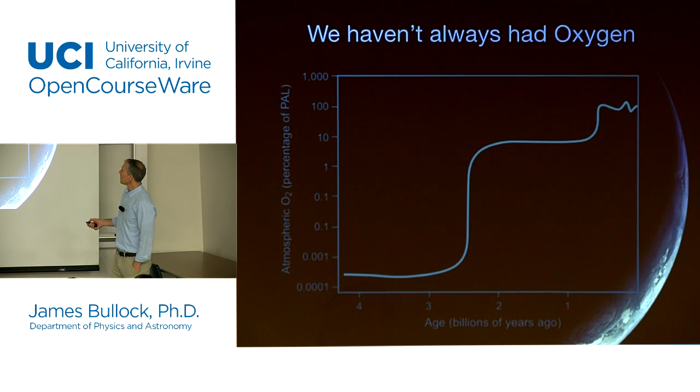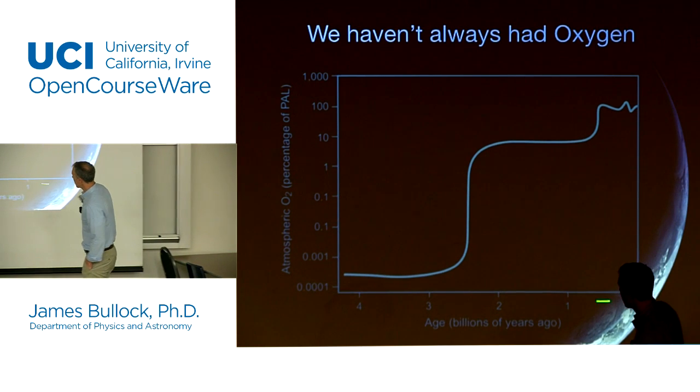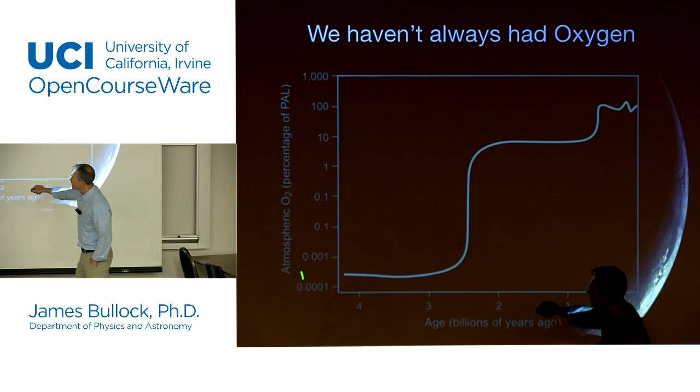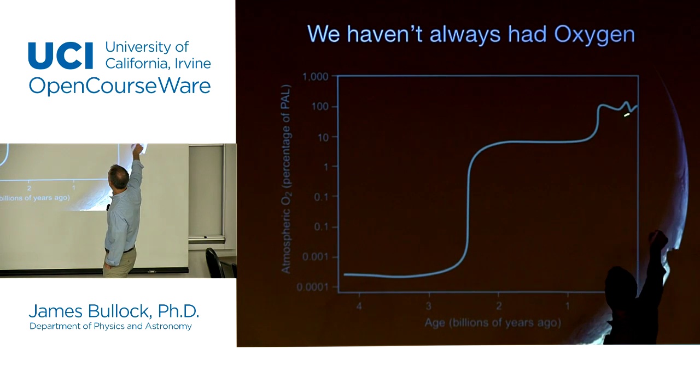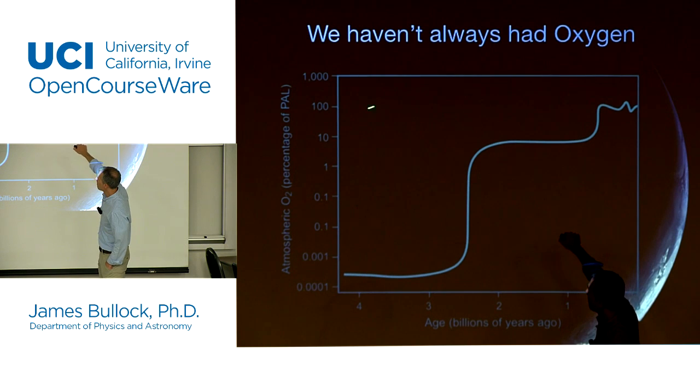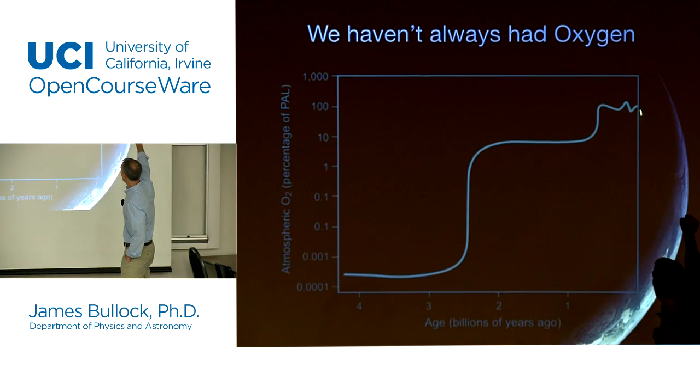You take one or the other of those away, and you're going to die. Okay. So this is the history of oxygen content on Earth. And just to explain, this is age in billions of years along this axis, and this is the atmospheric oxygen percentage. That means 100% is right here. So that's where we are today.